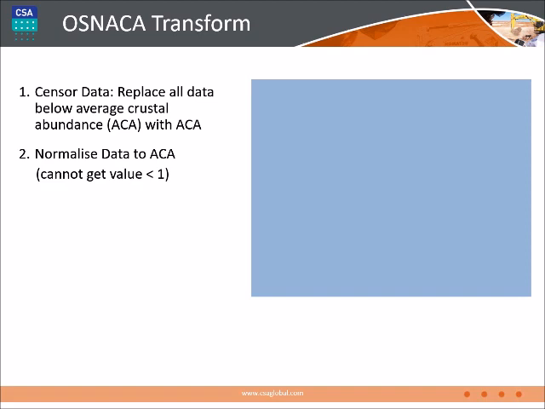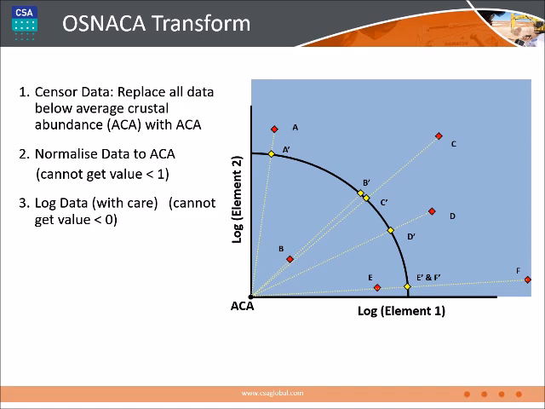So if you're following me, you can see that you can't get a value less than one. And then if we log the data, and I'll explain with care in a minute, you can't get a value less than zero. So on a normal log-log plot, you have four quadrants, and three of them involve negative values. But what we're doing is we're setting the origin at average crustal abundance, and the element enrichment, what we're interested in is the direction that we're enriched above average crustal abundance. And that's why we're only dealing in this positive quadrant of our mathematical space. So we've simplified it here to two dimensions, but the maths can be expanded to as many dimensions as you like.